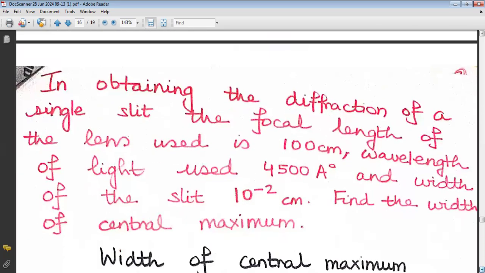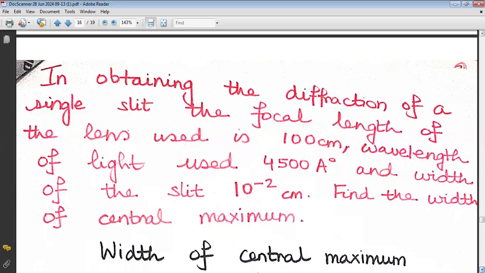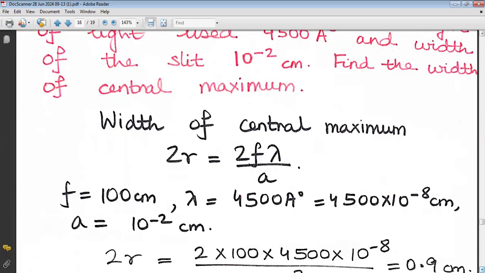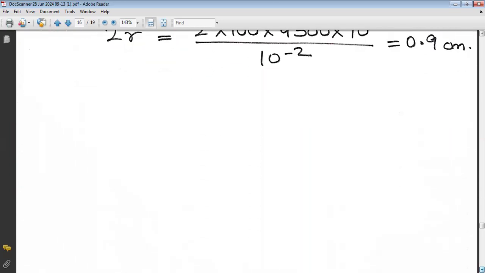In obtaining the diffraction of a single slit, the focal length of the lens used is 100 centimeter and the width of the slit is so much. Find the width of the central maxima. Width of central maxima 2r is equal to 2f lambda by a. F is 100 centimeter, lambda is 4500 angstrom, a is 10 to the power of minus 2 meter.